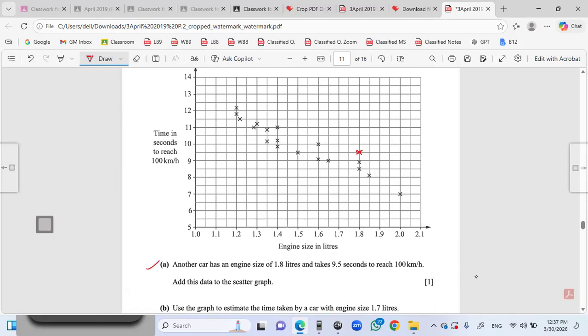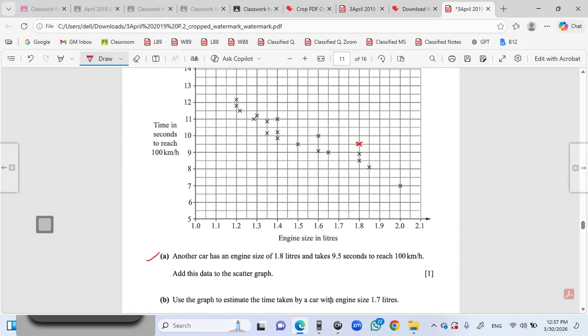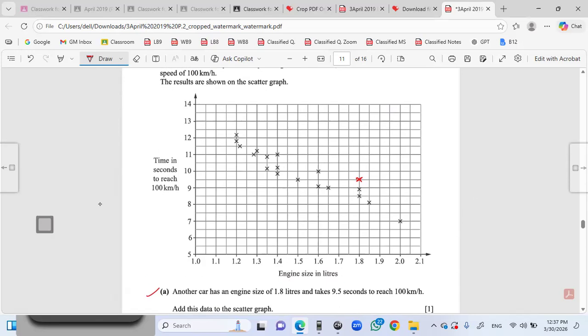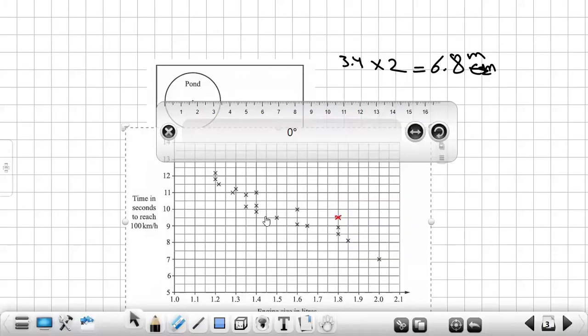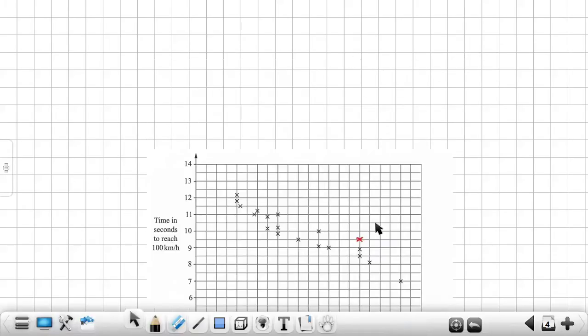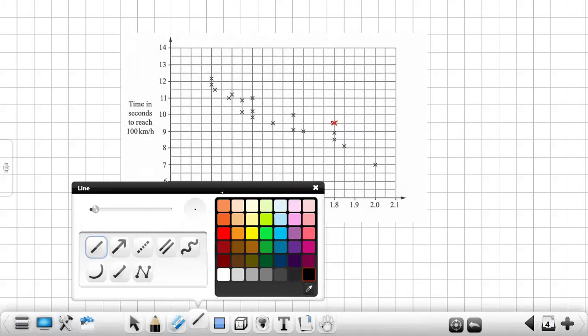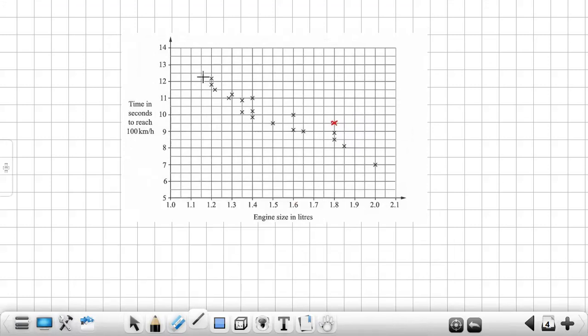So this is the first question. Question B: use the graph to estimate the time taken by a car with engine size 1.7 liters. First, in order to estimate, you must draw the line of best fit with your ruler. You need to draw the line of best fit in order to be able to estimate. The line of best fit goes halfway through the majority of the points. There you go.